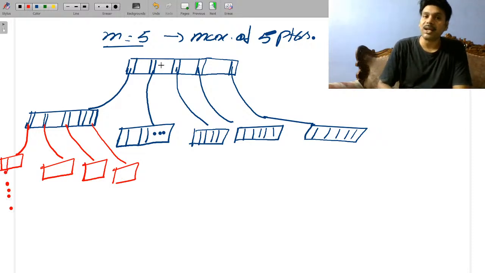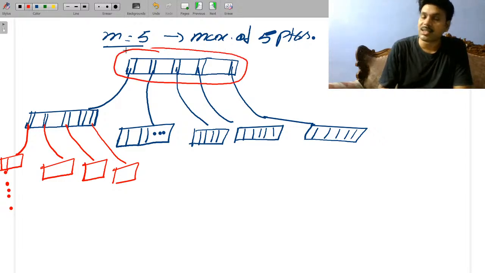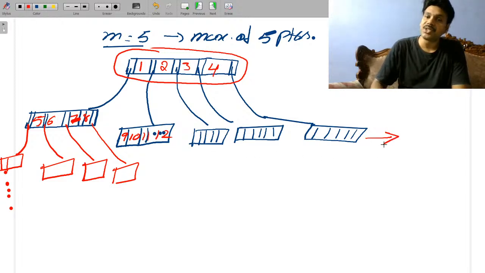What is the meaning of that? Every block is ready to store 4 keys. I say key 1, 2, 3, 4. I say next 5, 6, 7, 8 and 9, 10, 11, 12. See how many keys I am able to position here. But whereas in a binary search tree, you cannot position this many.